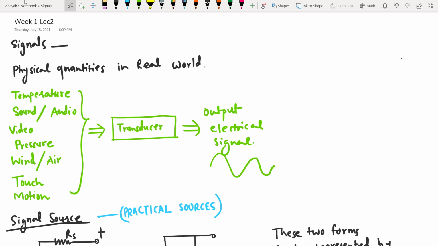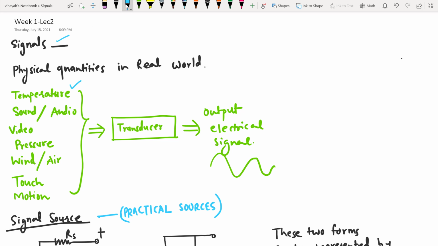Alright, so in the previous class we talked about the linear system, linear equations, Ohm's law, and the quantities and the circuits in which it appears. So here we talk about these signals. A signal is a physical quantity, and these are real quantities, the quantities in the real world. So what are these physical quantities out of which we can get the signal?